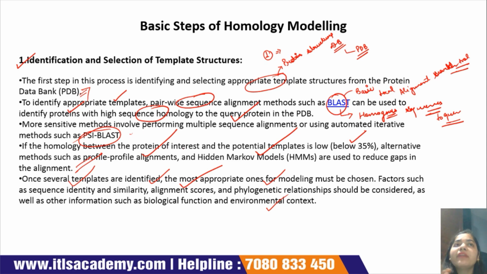Whenever we perform multiple sequence alignment, we use PSI BLAST. And whenever the homology between the template sequence and query sequence is below 30%, then we use other methods, and these methods are hidden Markov model and profile alignment. These methods are used to reduce the gaps.